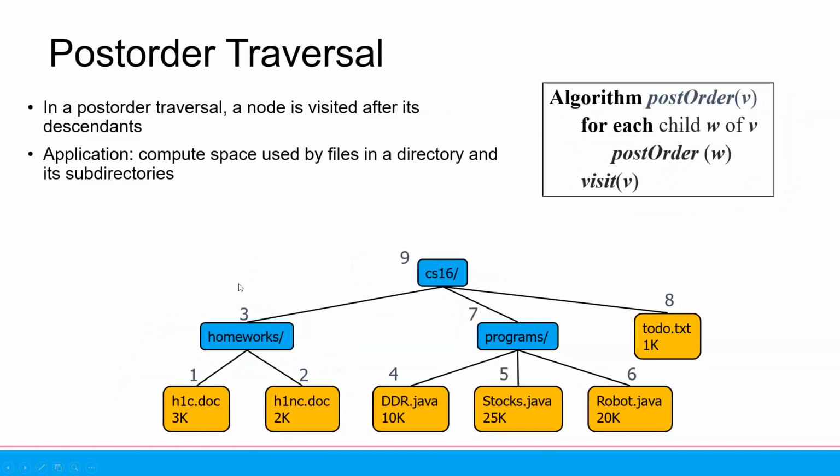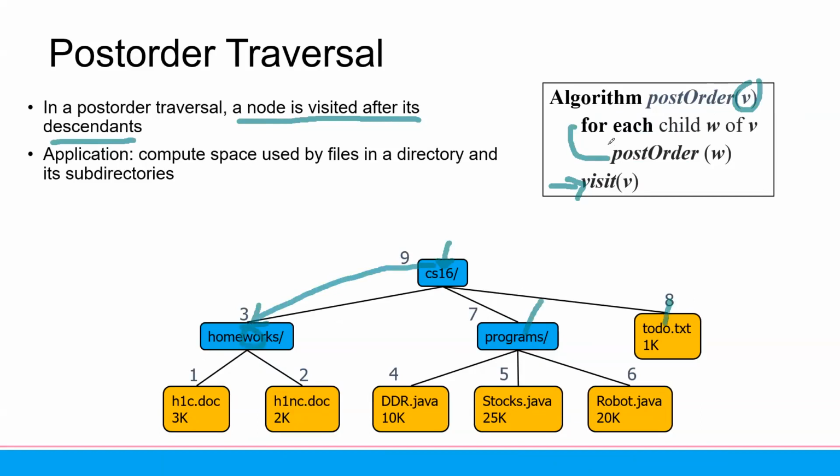What about the post-order traversal? In the post-order traversal, a node is visited after its descendants. It means we will check the descendants, and then we will put the confirmation we visit. So in this case, we have post order. We will check the child of this V. Okay, we have child, we have child, we have child, but we will do this one first.